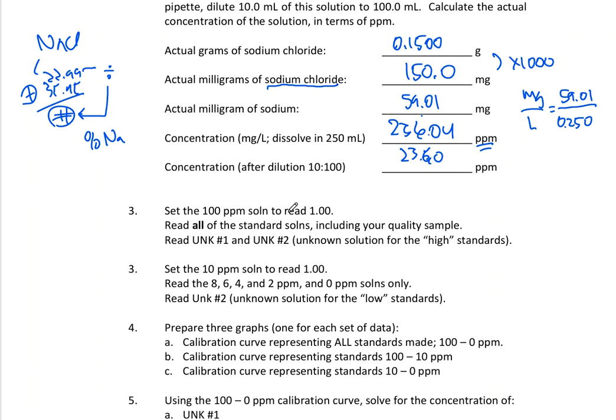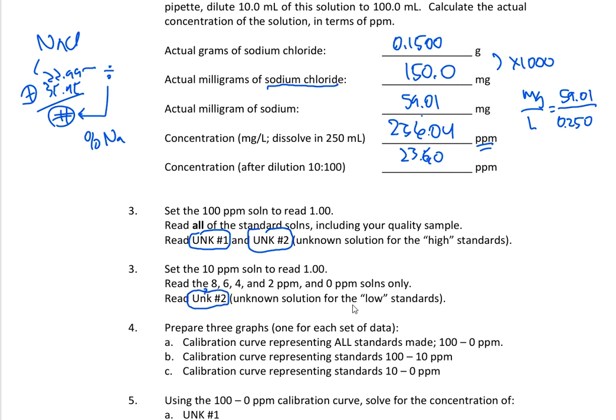Set the 100 ppm to read a 1 and read everything, and then set the 10 ppm to read a 1 and then read everything. There are 2 unknowns that you will be getting in the lab. Here is unknown number 1 and unknown number 2. They both get run on the large window of standards. Number 3, it will only be unknown number 2.